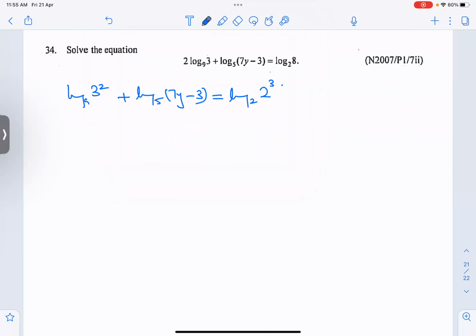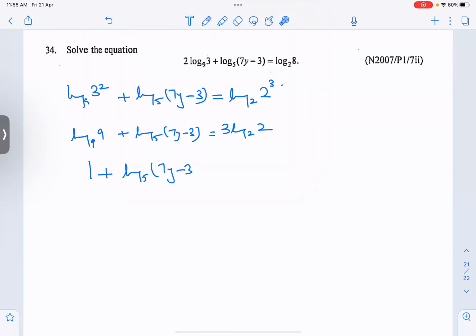Okay, this will become log 9 plus log 5 (7y minus 3). It will become 3 log 2 2. Okay, this is 1. Why is this 1? Because if these two are the same, the answer becomes 1. This will become log 2 of 2 to the power 3, which is 8. What I can actually do here is write it as 3, because this equals 1, so it's 3.